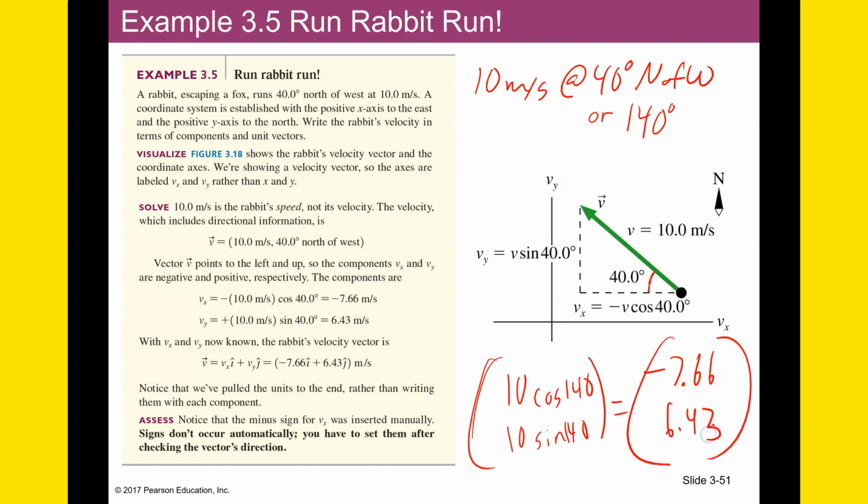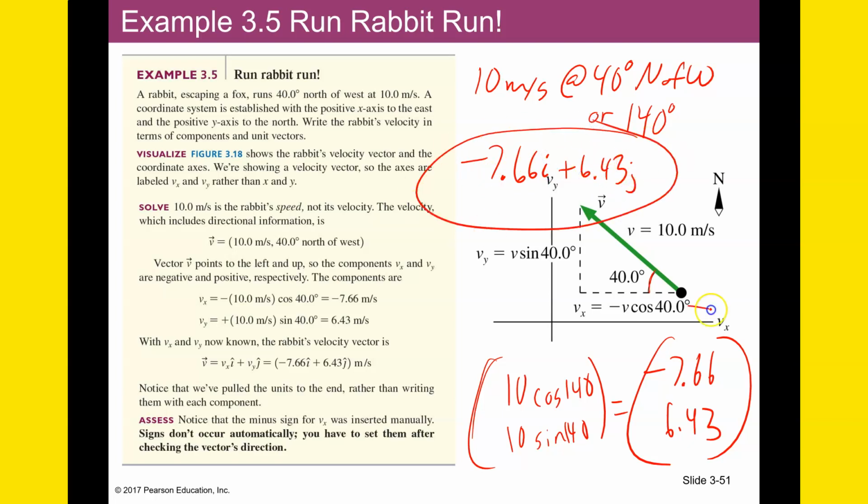6.43, and there are my components. That's my component vector. All right, negative 7.66 in the x direction, 6.43 in the y direction. If I wanted to also do it with unit vectors, I would simply say that's the same thing as negative 7.66i plus 6.43j. So those are both the answers to the question.